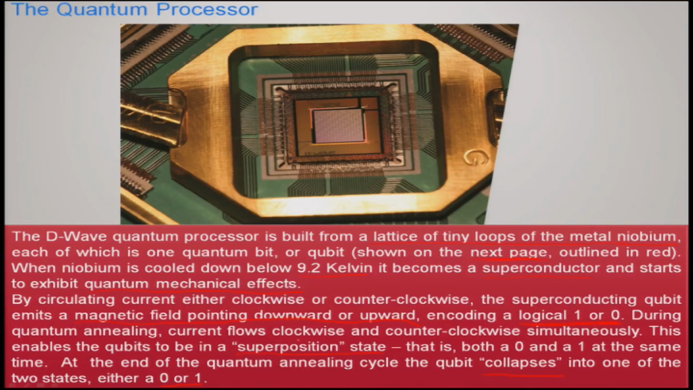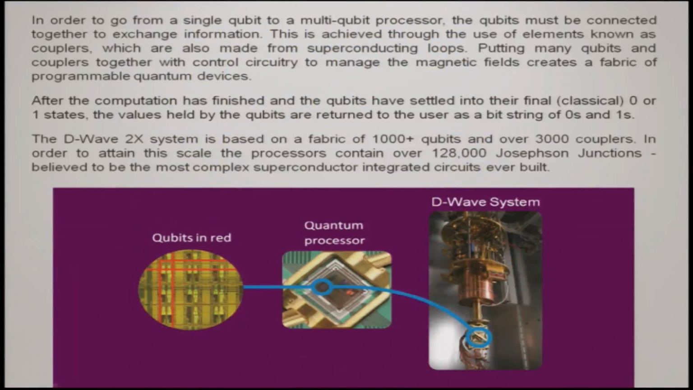And then the quantum annealing process, which is where the processing occurs, current is flowing either clockwise or counterclockwise simultaneously, and this enables the qubits to be in the superposition state. When the computation is done, it finally collapses to one of the two states, either 0 or 1, and the magnetic field would essentially be either pointing upward or downward, or in other words, there would be a clockwise or a counterclockwise signal in terms of circulating current. So, these are the various steps in it.